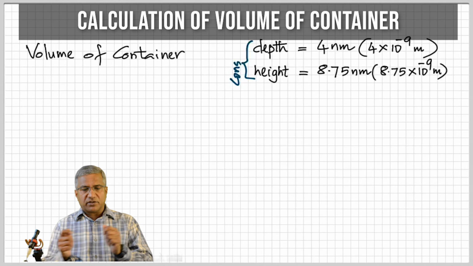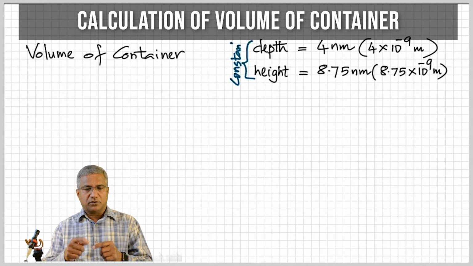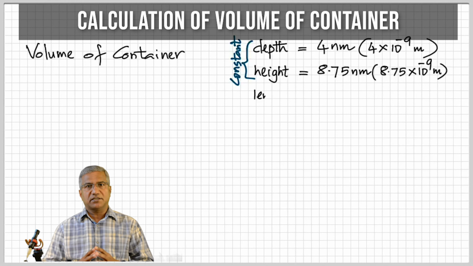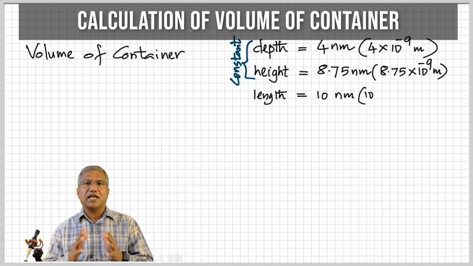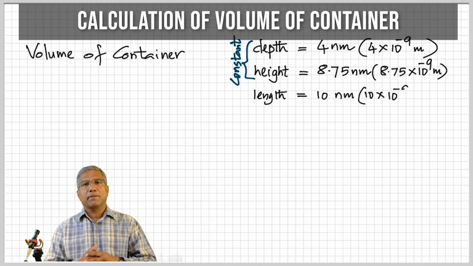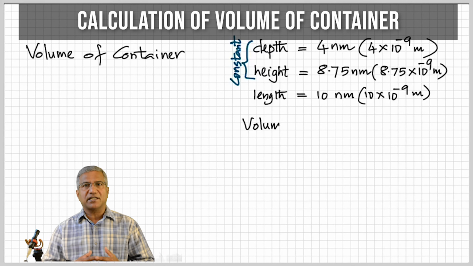It's the length that is variable, so the depth and the height are constant. So we don't even see it in the simulation. You only see the length along the x-axis, and that length can be adjusted. By default, the length is 10 nanometer, which is 10 times 10 to the negative 9 meter.